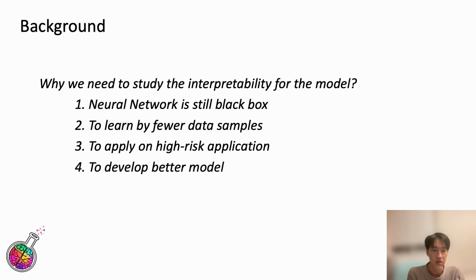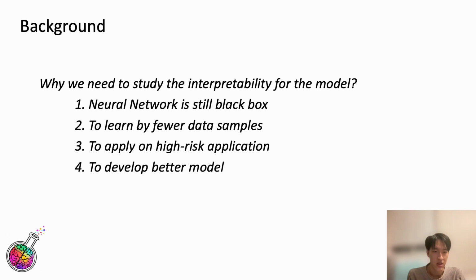Then, why do we need to study the interpretability of the model? The first reason is that the neural network is still a black box. If we could solve the theory behind the neural network or inside the CNN, we can do the following things. The first is that we can learn from fewer data samples. If we know how a neural network works inside, we could know which kind of data the network really wants. In this way, we can feed it those kinds of data, and that will reduce the datasets a lot.